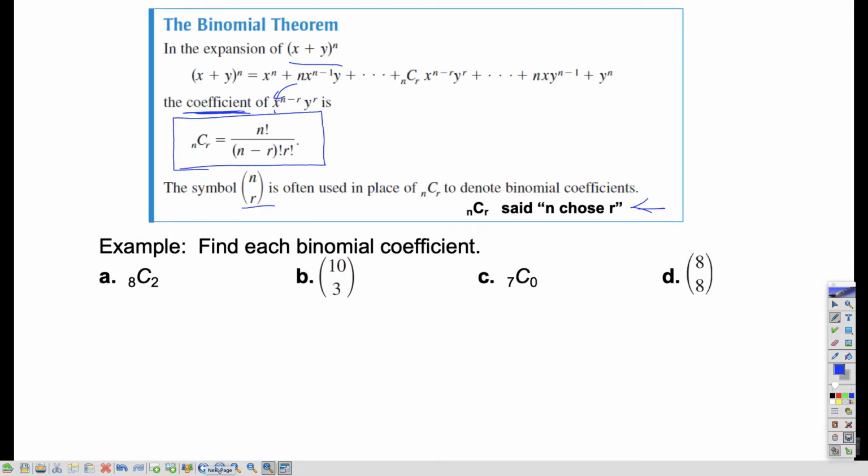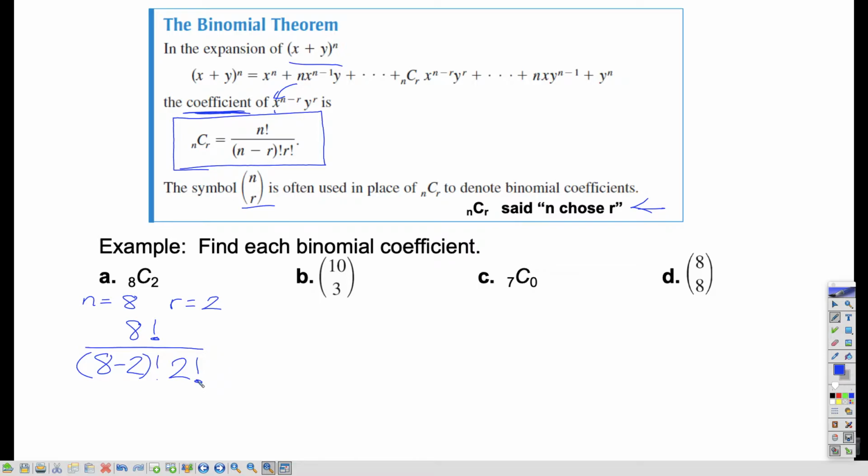So we have 8 choose 2. So what is my n? 8. What is my r? 2. So I plug it in the formula. So 8 factorial over 8 minus 2 factorial times 2 factorial.